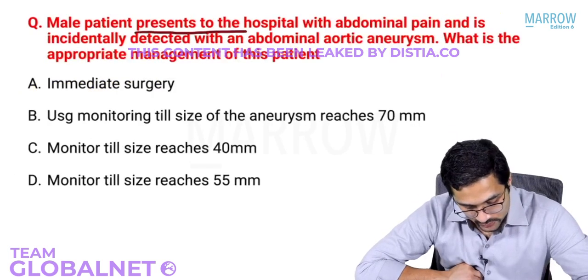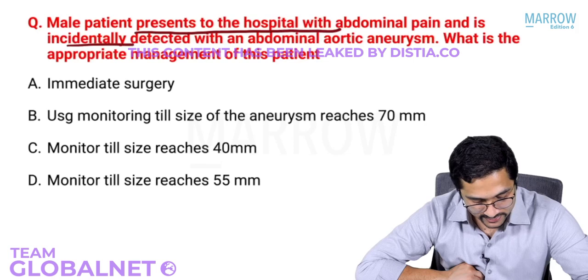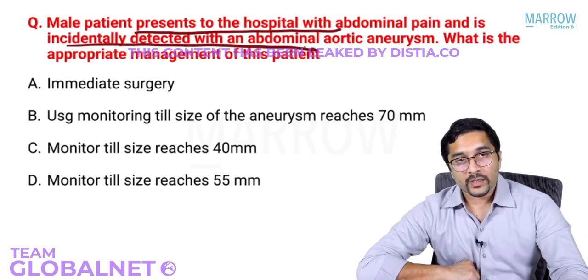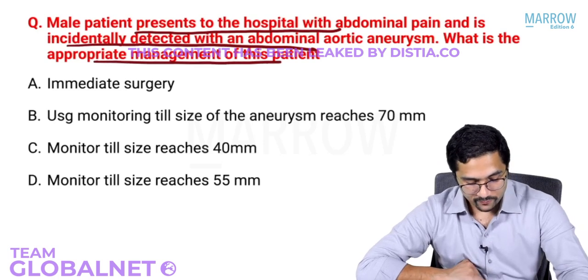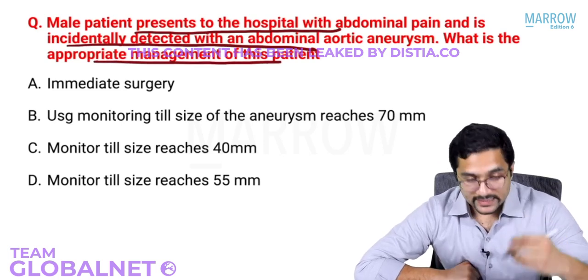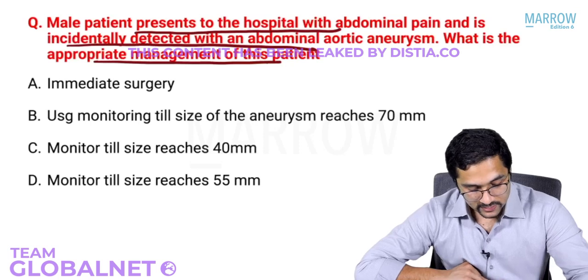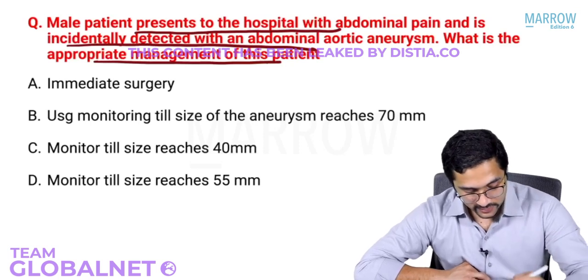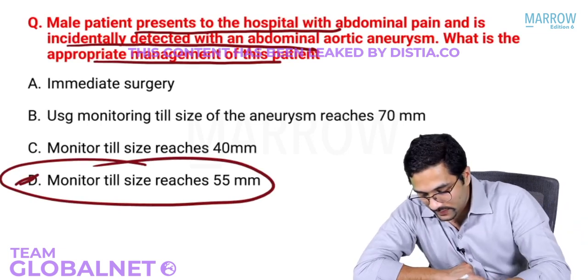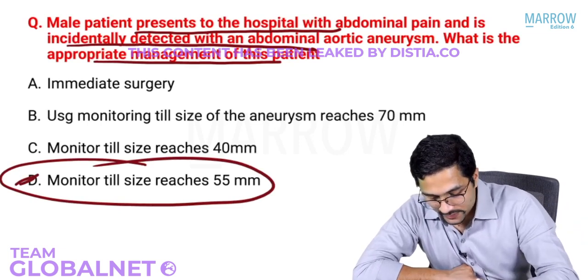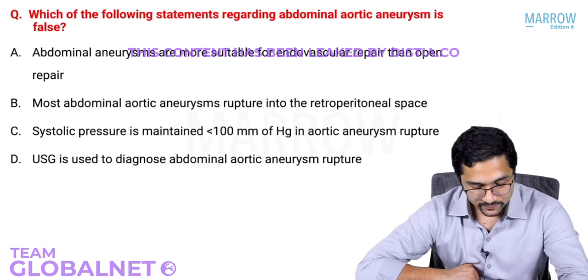A male patient presents to the hospital with abdominal pain and is incidentally detected with an abdominal aortic aneurysm. What is the appropriate management for this patient? Okay, so an incidentally detected abdominal aortic aneurysm is there. Ultrasound, we monitor the size till it is 5.5 centimeters. That is the treatment. We monitor the size till it is 5.5 centimeters.